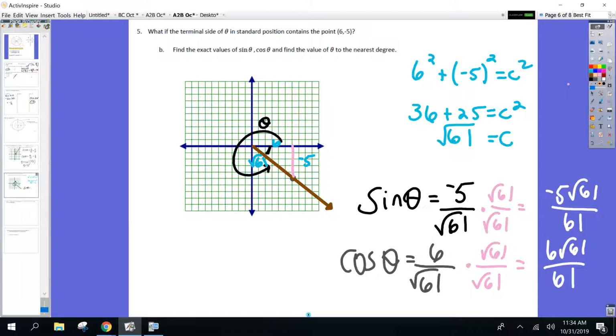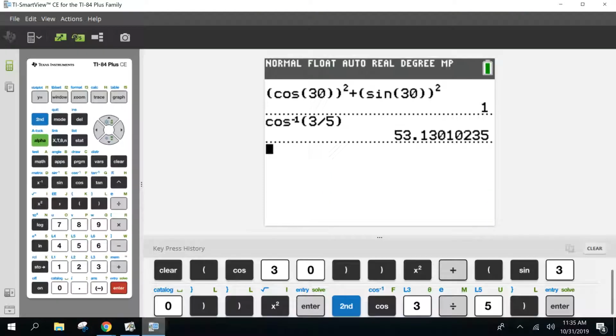Find the angle. This angle should be somewhere in between what and what? We're in what quadrant? 4. So it should be between what and what? 270 and 360. Here we go. What are we using to find the angle? Okay, let's pick cosine or sine. Are we going cosine again? So cosine inverse, but now plug in what in your calculator? 6 square root of 61 over 61, right? And you can do that in a fraction template. And I don't think you're going to like your answer here, but we'll see.